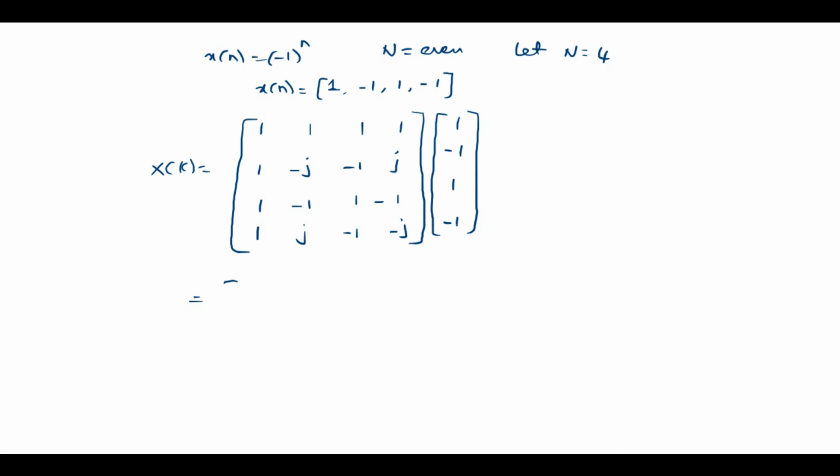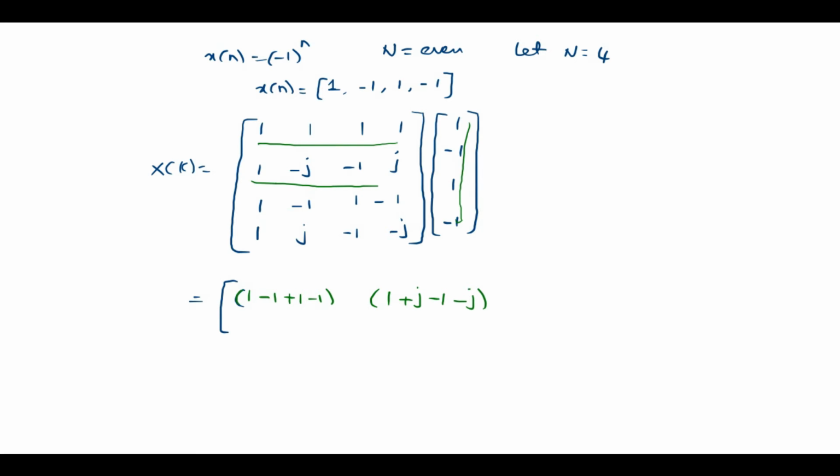Just do the matrix multiplication. The first row is multiplied with your sequence x of n. Now it is 1 minus 1 plus 1 minus 1. This is the first element. The second row is multiplied with this, so 1 into 1, 1, minus j into minus 1, that is plus j, then minus 1 into plus 1, so minus 1, j into minus 1, it is minus j.